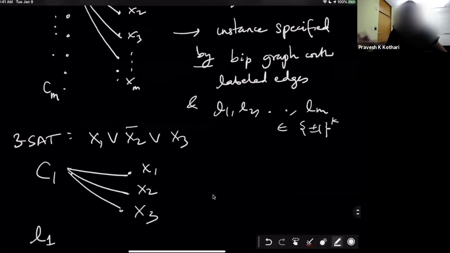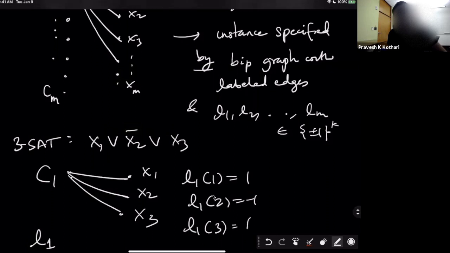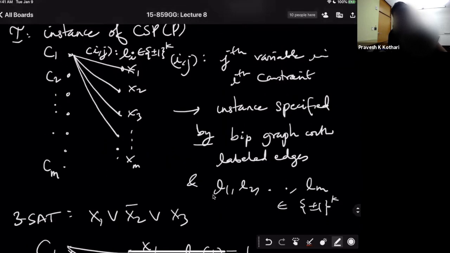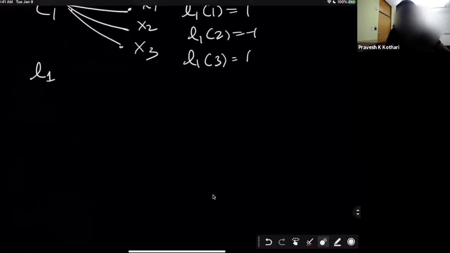So wherever it's, let's say, -1, I'm going to think of that variable as negated. And so L1 of 1 will be 1, L1 of 2 would be -1, and L1 of 3 would be 1. This just says that the second variable was negated. Okay. So an instance is specified by telling you what are the variables that appear in each constraint and which ones of them are negated. Okay. Very good. Now, in general, so this was for 3-SAT.